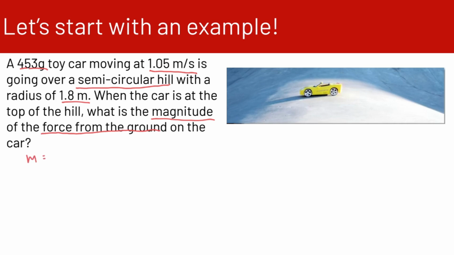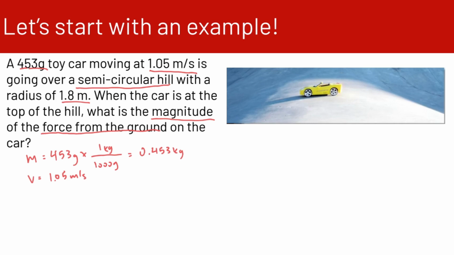So the mass of the car is 453 grams, which if we turn that into kilograms, which we need all of our masses in, we multiply that times 1 kilogram per 1,000 grams. So that ends up being 0.453 kilograms. And the velocity of the car is 1.05 meters per second.